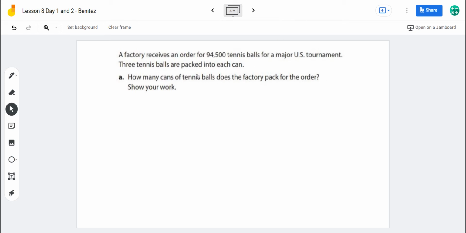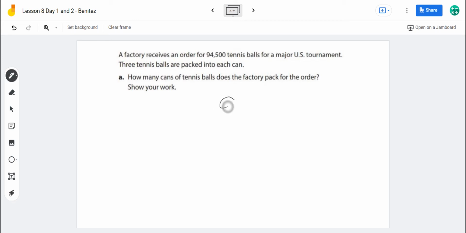Number 2. A factory receives an order for 94,500 tennis balls for a major U.S. tournament. 3 tennis balls are packed into each can. How many cans of tennis balls does the factory pack for the order? Show your work. So again, they're asking us to divide 94,500 by 3. There's 3 tennis balls in each can.